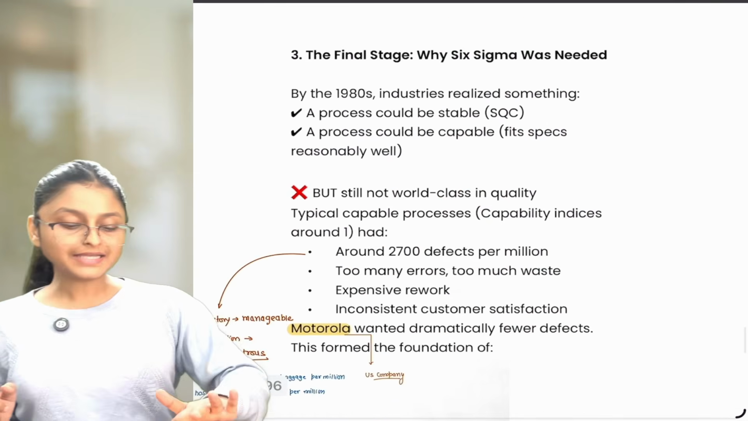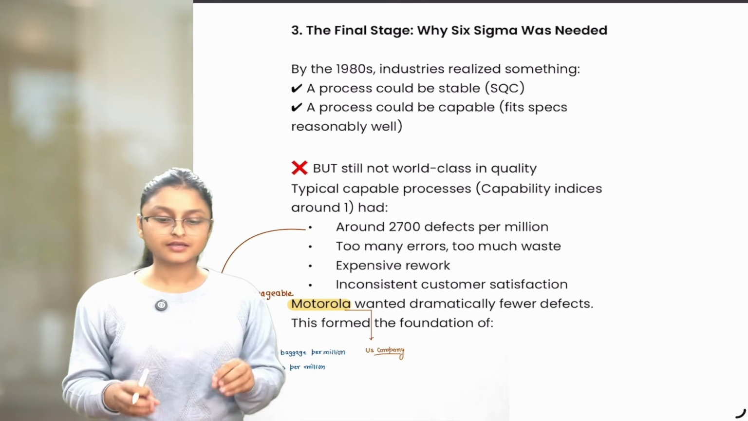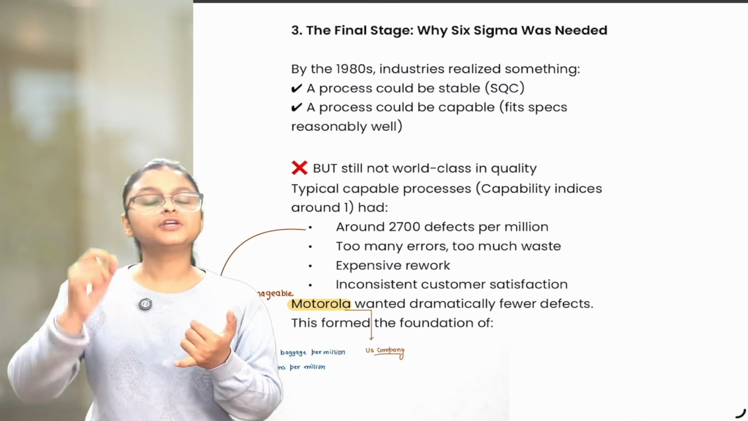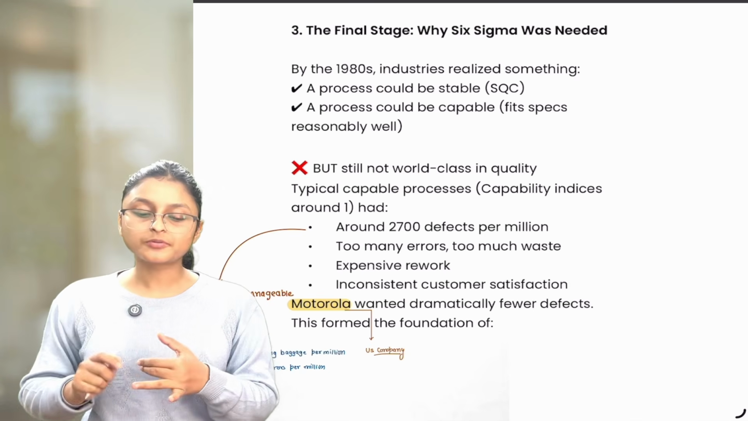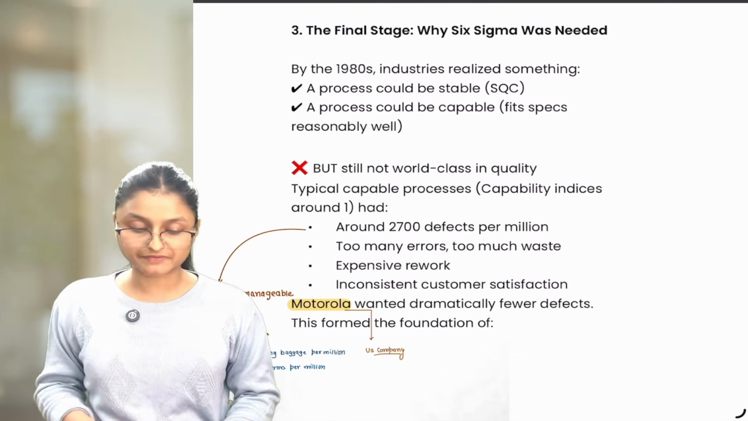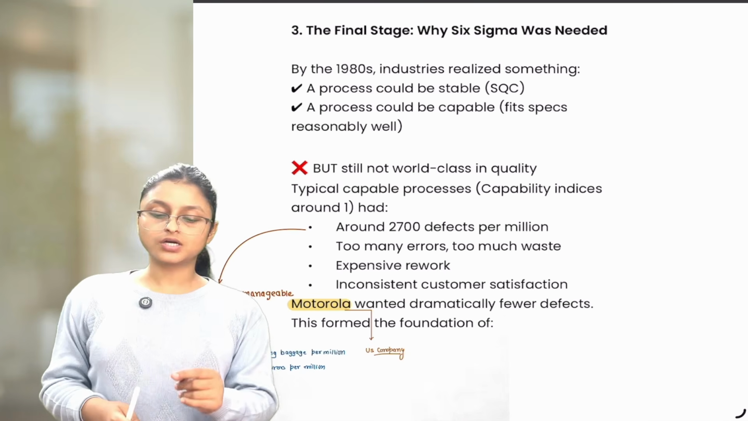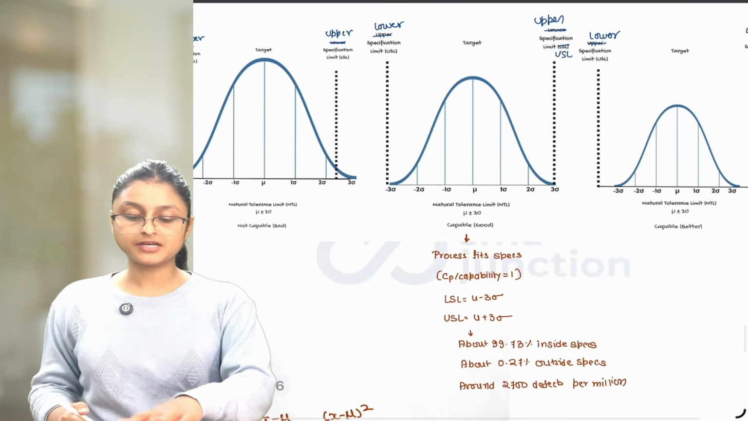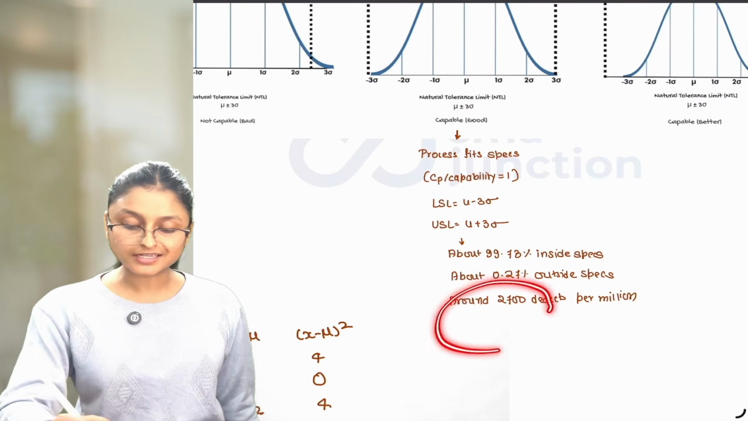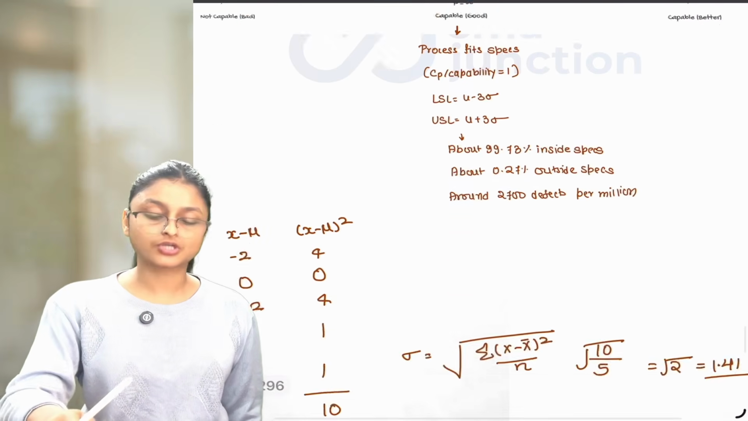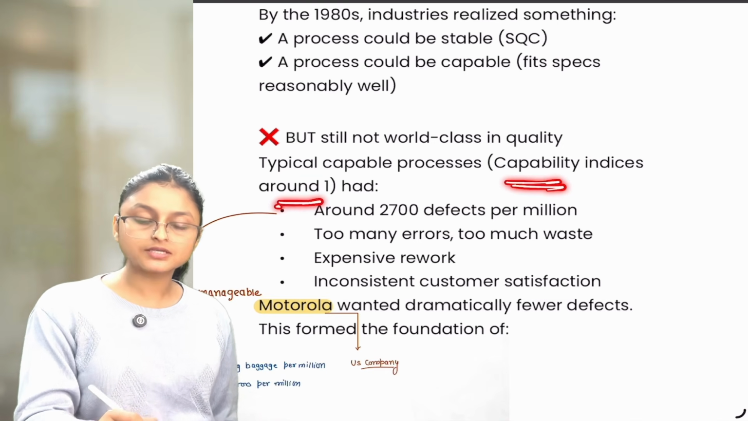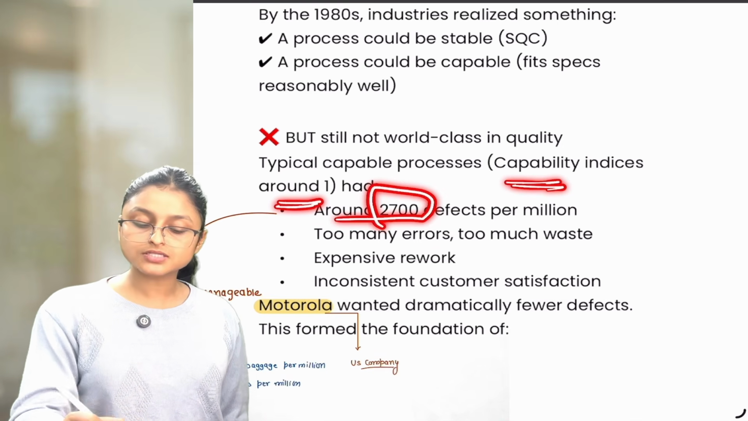Now, by the 1980s, industries realized something. A process could be stable. A process could be capable. Our process is stable, we understood it from statistical quality control. Our process is capable, that means mu plus minus 3 standard deviation is covered inside our specification limit. But still not world class in quality, because even if your capability is equal to 1, there are 2700 defects per million opportunities. And that is also not the world-class quality which our companies want to achieve. A typical capable process where capability is equal to 1 had around 2700 defects per million.